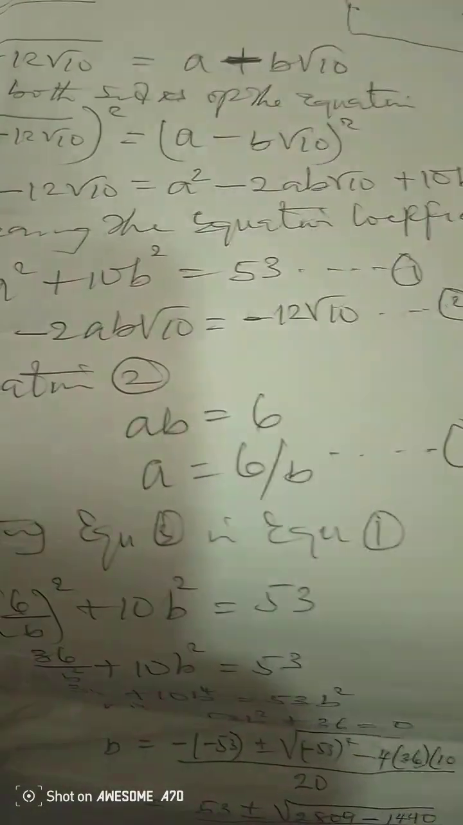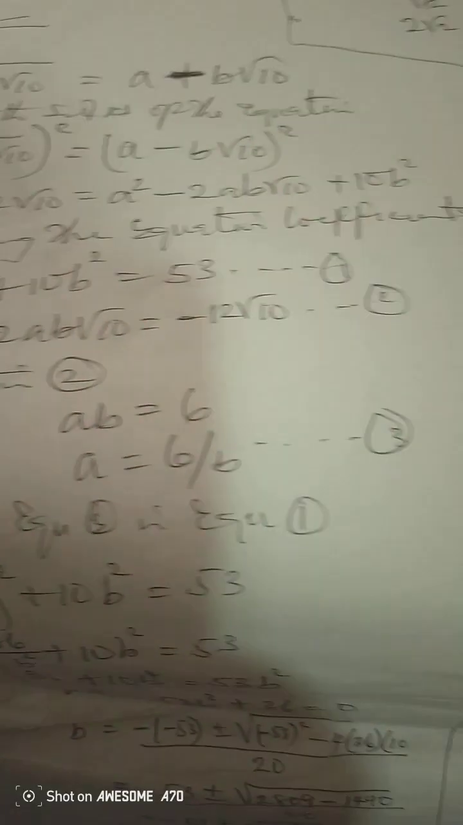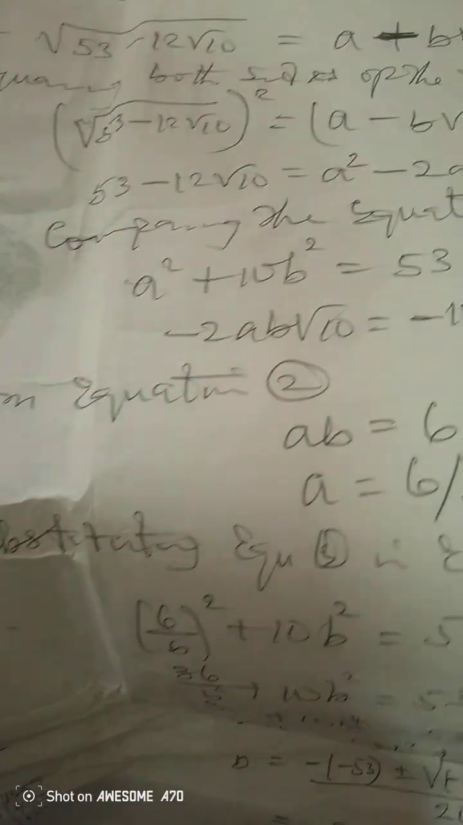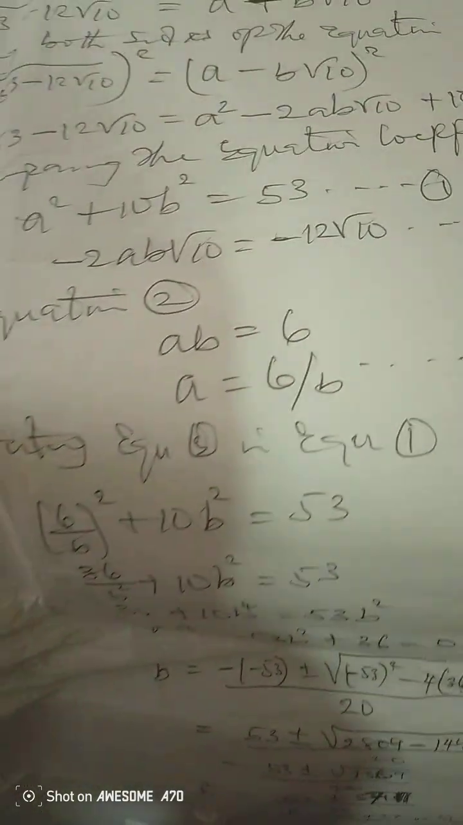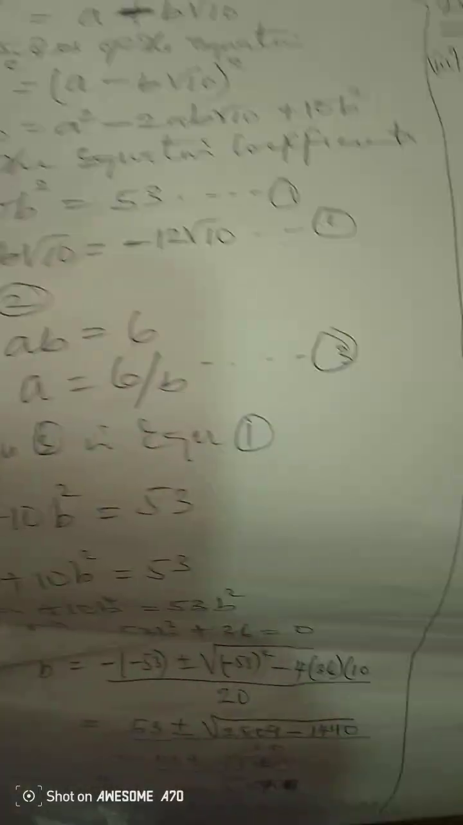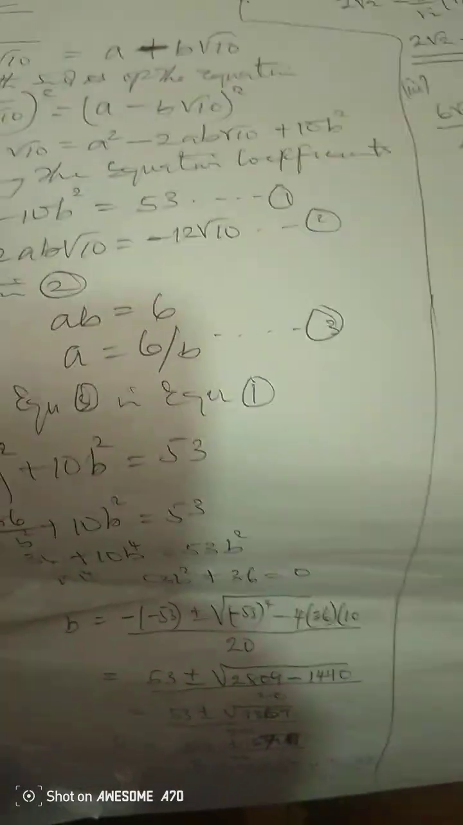We take the constant part and we take the part that has the surd form. So we have a² + 10b² is equal to 53, and we have −2ab√10 is equal to −12√10. We'll call them equations 1 and 2. From equation 2, we have ab is equal to 6. That's minus cancels minus, √10 cancels √10. So ab is equal to 6.